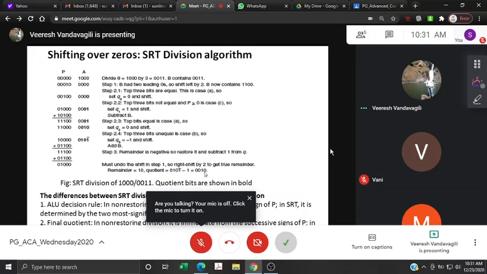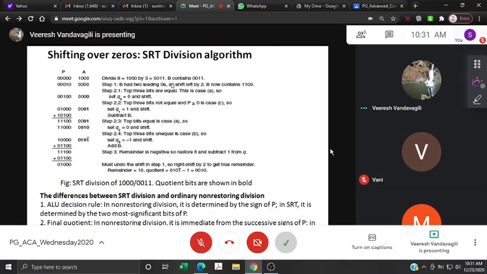So this value becomes 0010. This is 8 by 3. If we divide it, the quotient value will be 2 and the remainder value is equal to 2. So this is how SRT division is applied and the operation takes place.